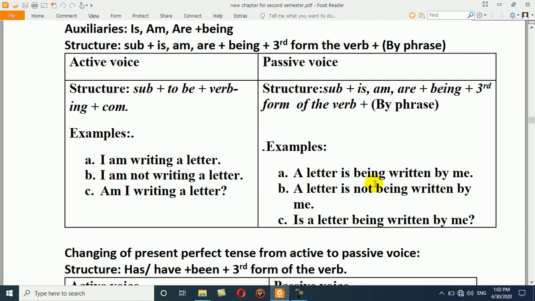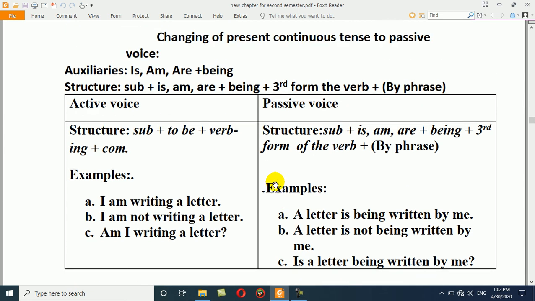You can memorize them. A letter is not being written by me. Is a letter being written by me? So they give the same meaning, the meaning that the active voice has. Passive voice gives the same meaning. Meaning cannot be changed.